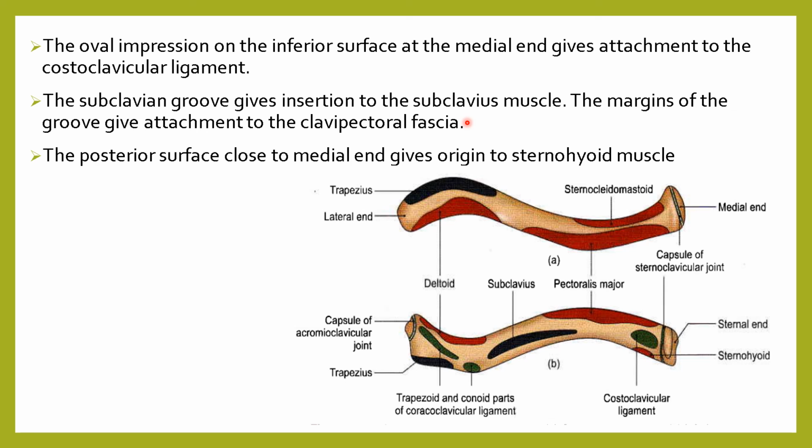Posterior surface close to the medial end gives origin to the sternohyoid muscle. Inferior surface gives attachment to the costoclavicular ligament. Anterior surface gives attachment to the pectoralis major, and the superior surface gives attachment to the sternocleidomastoid muscle, clavicular head.